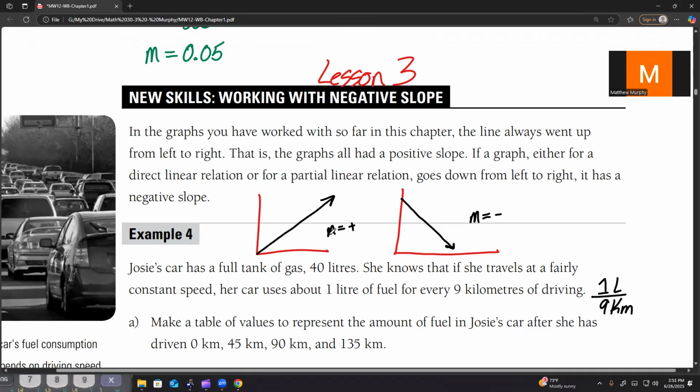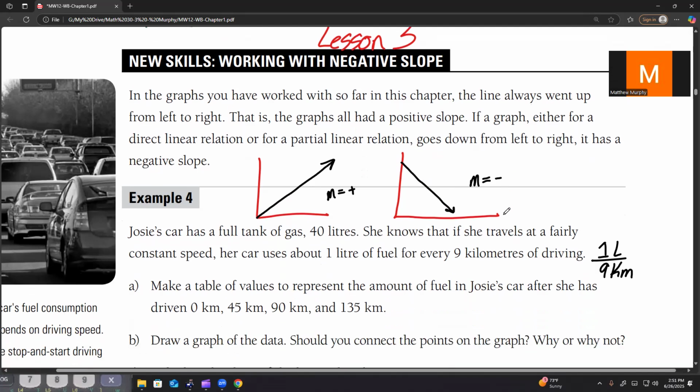If a graph, either for a direct linear relation or for a partial linear relation, goes down from left to right, like the graph over here, it has what we call a negative slope because it's going down. Okay? And your number that you're going to calculate should come out negative.